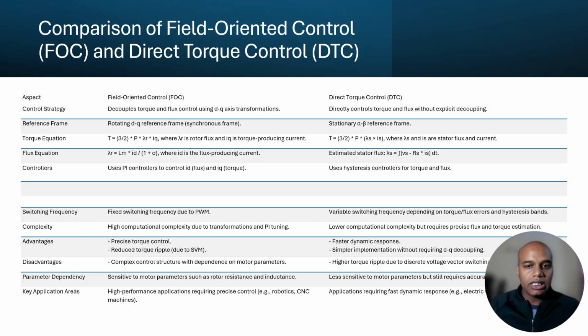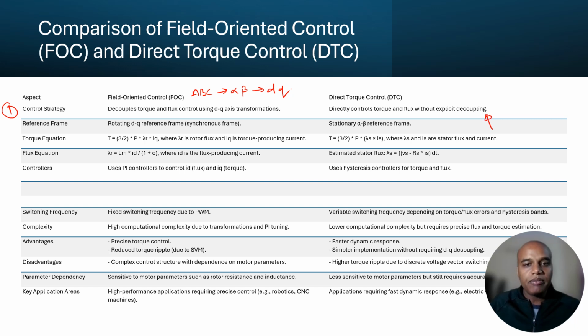So, having talked about all this DTC at an introductory level, now we can compare how FOC and DTC are different. The main thing is that in FOC we use transformations. Initially, from ABC three-phase to the alpha-beta stationary frame, then to the rotating DQ transformation in the FOC, and again the inverse transformation is also used in the FOC. Whereas in DTC, torque and flux are directly controlled without explicit decoupling.